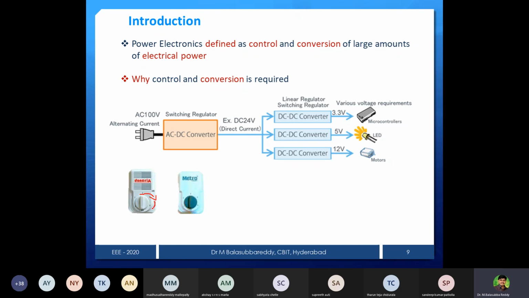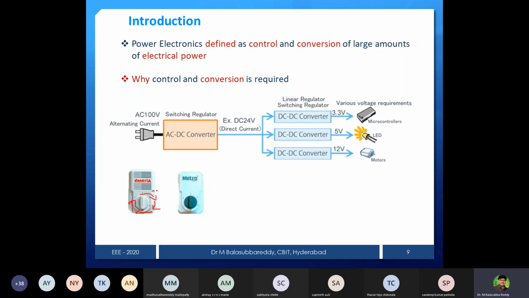Again, if you move one more step, another resistor will be cut off, and so on. If you do it like this and finally come to position 5, then what will happen? All the resistances are cut off and only direct voltage is connected to the motor. Then the speed of the fan will be high.